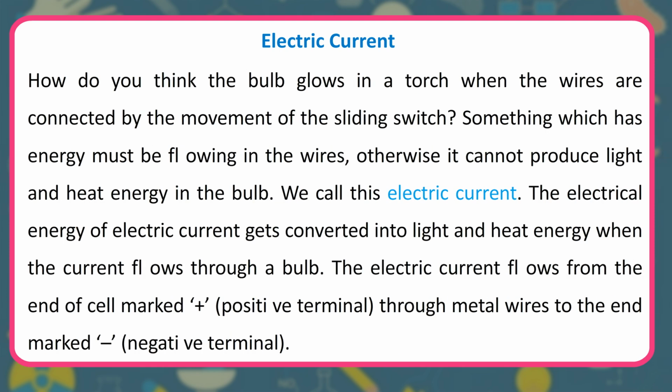How do you think the bulb glows in a torch when the wires are connected by the movement of the sliding switch? Something which has energy must be flowing in the wires, otherwise it cannot produce light and heat energy in the bulb. We call this electric current. The electrical energy of electric current gets converted into light and heat energy when the current flows through a bulb. The electric current flows from the end of the cell marked plus, the positive terminal, through metal wires to the end marked minus, the negative terminal. Electric circuit.